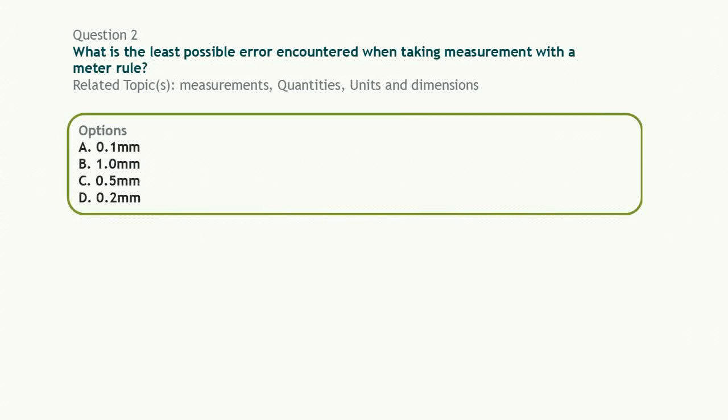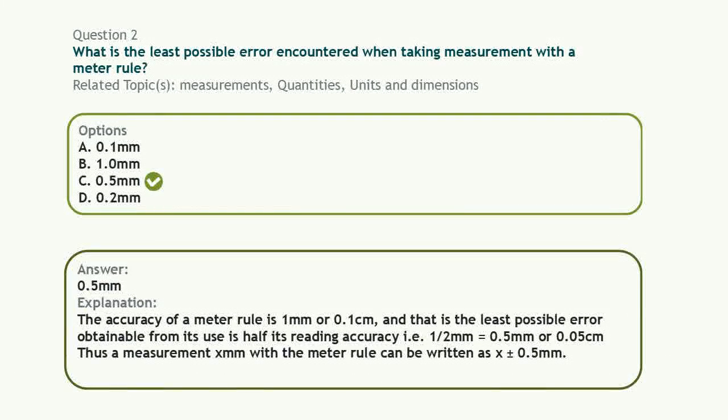Next, on measurement, what is the least possible error encountered when taking measurement with a meter rule? That is 0.5 millimeter. That is the reading accuracy of a meter rule. A meter rule can be used to measure as small as 1 millimeter. Its reading accuracy is half of its smallest reading. The smallest possible reading with it is 1 millimeter, so its reading accuracy is half of that. So half of 1 is 0.5 millimeter.